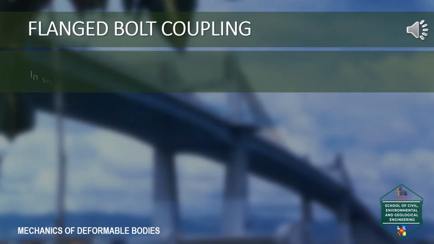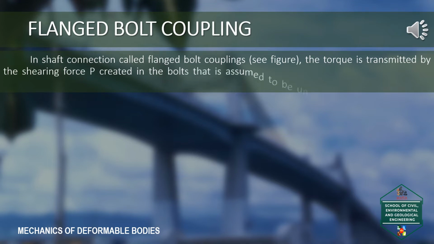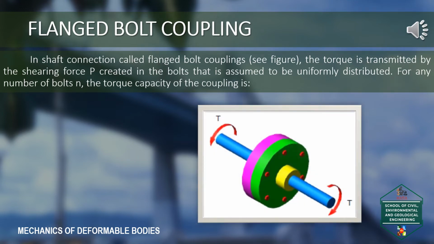In shaft connection called flanged bolt couplings, illustrated in the figure below, the torque is transmitted by the shearing force, P, created in the bolts that is assumed to be uniformly distributed. For any number of bolts n, the torque capacity of the coupling is equal to P times R times n, which is also equal to pi over 4 times d squared multiplied by the shear stress times R times n.